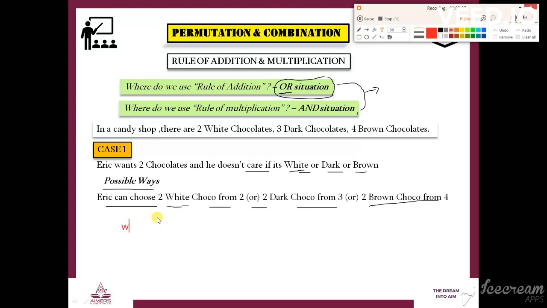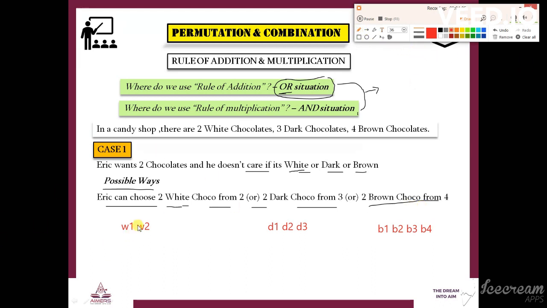Let us suppose you have chocolates W1 and W2, right? Within 2 chocolates you want to choose 2. If we talk about dark chocolates, we can take D1, D2, D3, 3 chocolates, right? If we talk about brown chocolates, it will be B1, B2, B3, B4. These are the chocolates we have in the shopkeeper's hand, right?